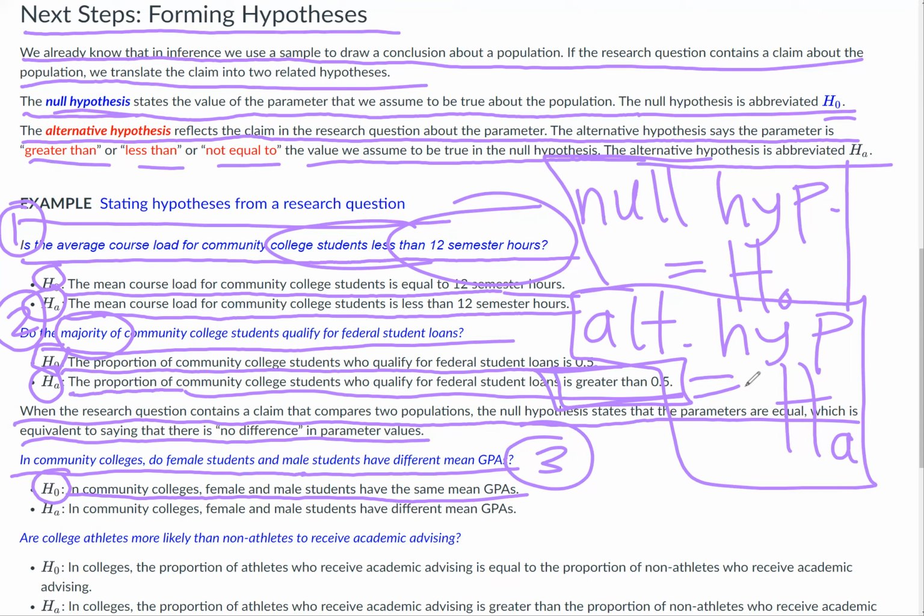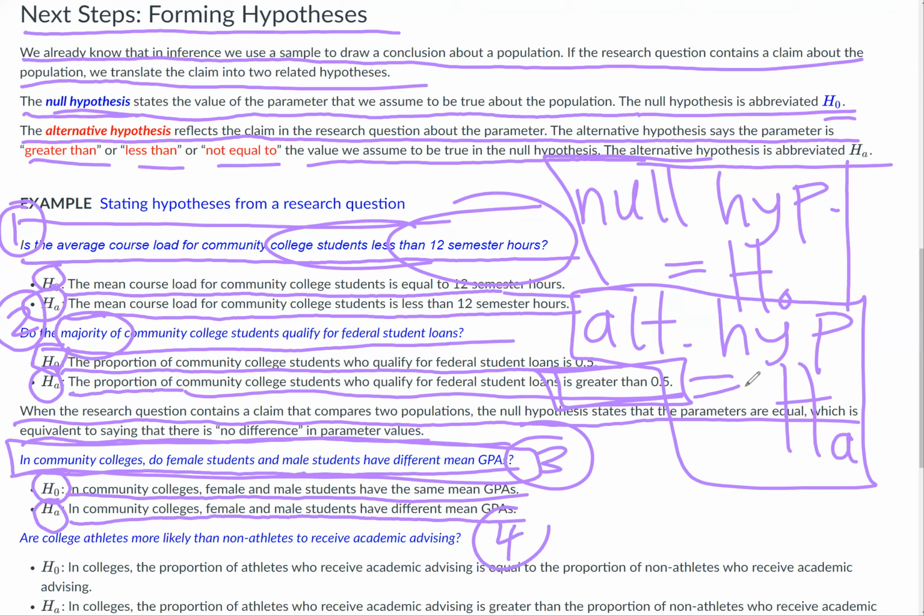But now they're asking, are they different? They don't say one's bigger than the other. So the alternative hypothesis you could phrase as, in community colleges, female and male students have different mean GPAs. You wouldn't say male GPAs are larger than female or male GPAs are smaller than female. They didn't say anything about larger or smaller in this research question, so we're not going to make that statement in our alternative hypothesis either.